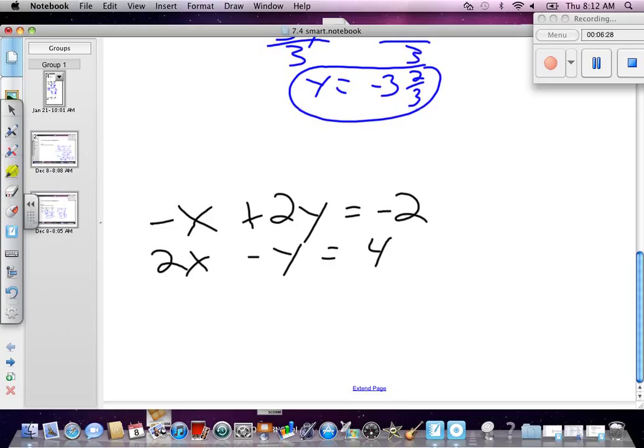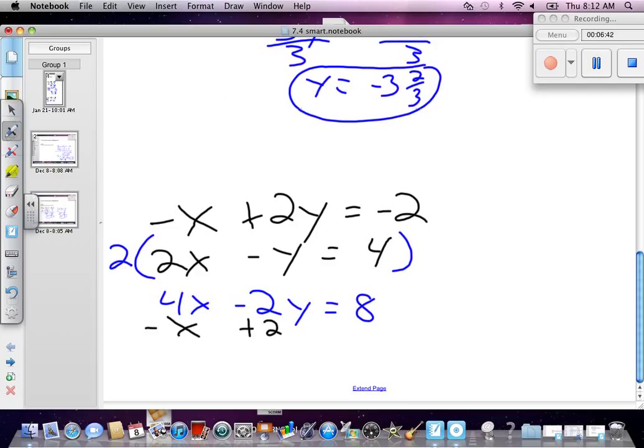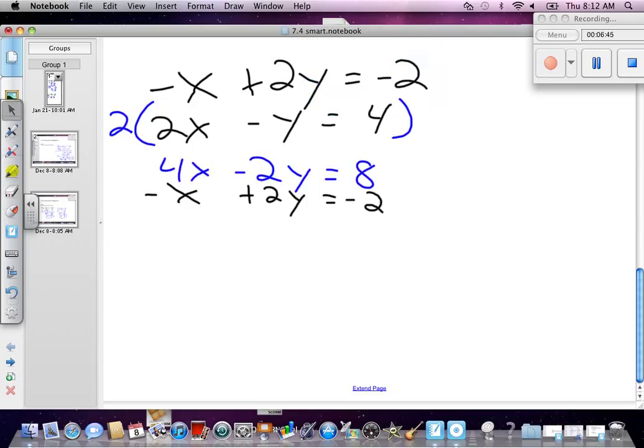Negative 2. So I'm going to times this whole thing by 2. And I get 4x minus 2y equals 8. And then I'm going to bring the top one and put it right under it. Everybody see that? I multiplied the second one by 2. You cannot solve it otherwise.